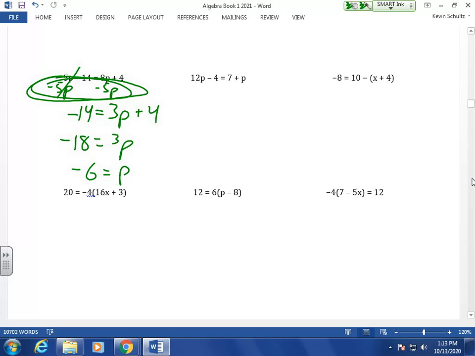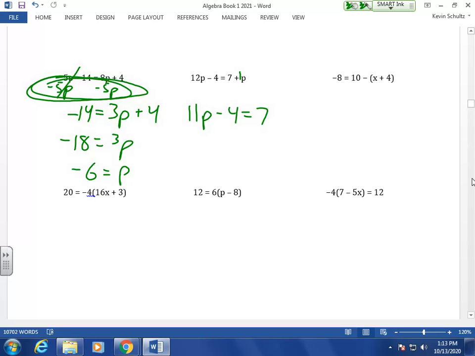The next one, 12p minus 4 equals 7 plus p. Which side has more and how many, Alan? The one with the 4 on the left and 12? Not 12 more. 11 more. It's that darn 1. This is 1p that we have there, even though the number's not written, it's a coefficient of 1. So we're comparing 12 to 1. That's the same as saying we've got 11 more on the left side.